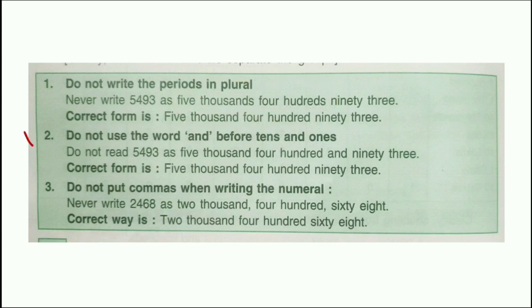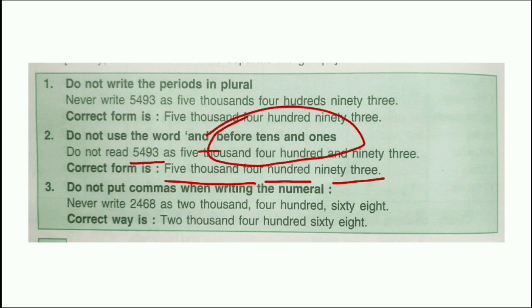Got it? Now second rule, do not use the word and before tens and ones. Suppose that if you want to write and, then before ones period always it is written. Before ones period. Got it? Suppose the example is 5493. How do you write? 5493, correct form. Never write and before tens and ones. Never. It is not written before tens and ones. It is written before hundreds. It means before ones period.